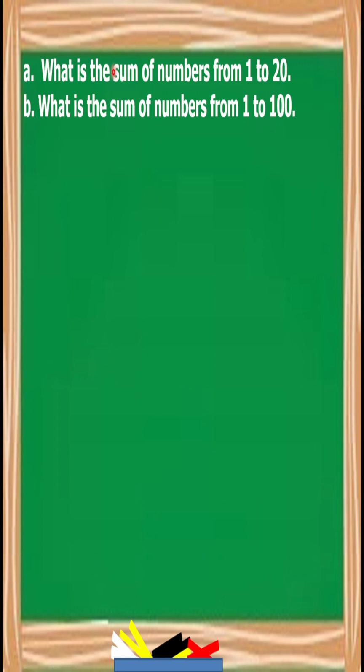So basahin na po natin. Letter A, what is the sum of numbers from 1 to 20? And letter B, what is the sum of numbers from 1 to 100? Madali lang naman yung tanong, kaya lamang kung i-add natin pa isa-isa yan, matatagal lang po tayo. Especially with the letter B.